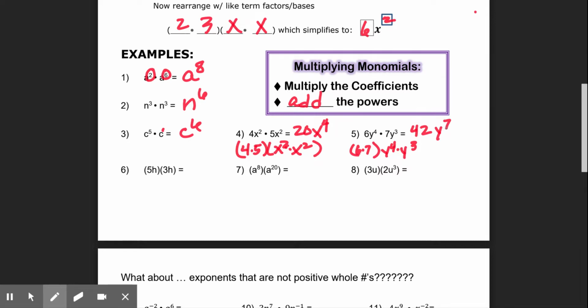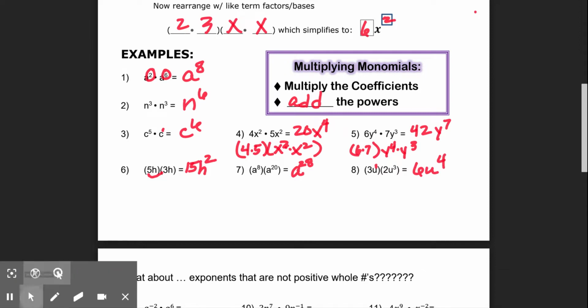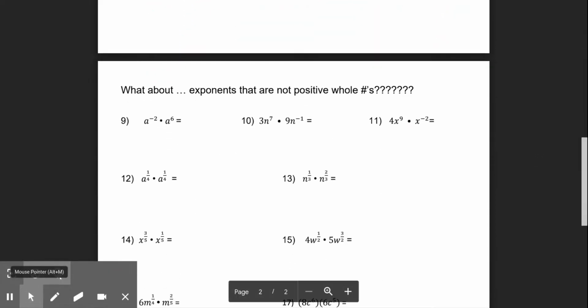Number 6, 5 times 3 is 15. And then h times h is h squared. 15h squared. Number 7, 8 plus 20 is 28. So a to the 28th power. Number 8, 3 times 2 is 6. And then 1 plus 3 gives you u to the 4th. So that would be 6u to the 4th power.